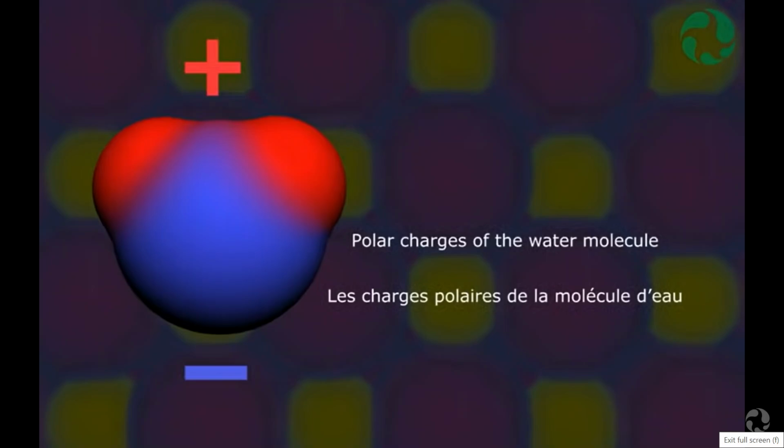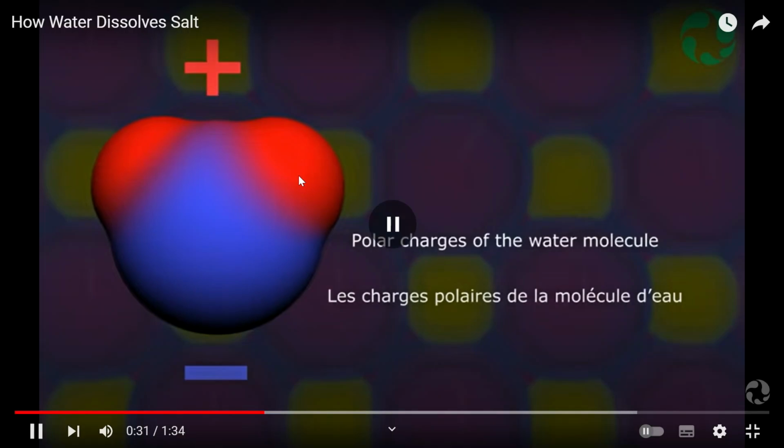This one has no sound, so you just have to watch. So water has, and you don't need to know this for grade 9, but this is why it works. Water has a positive end and it has a negative end. The little Mickey Mouse ears are somewhat positive, and then the Mickey Mouse head is somewhat negative.